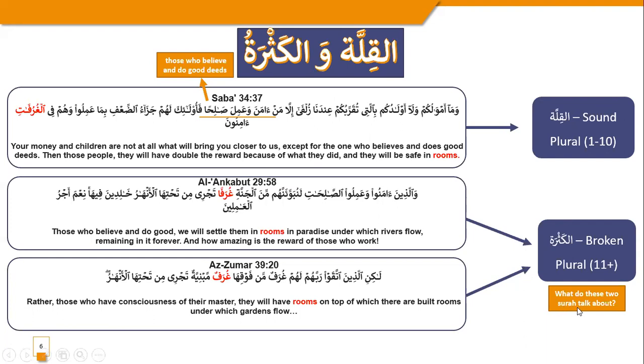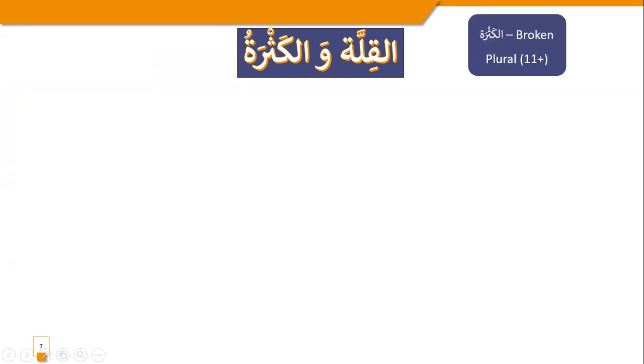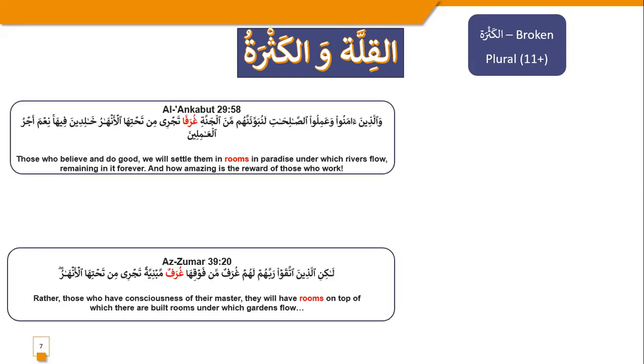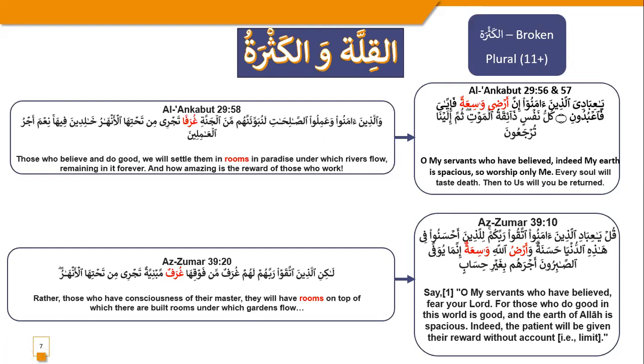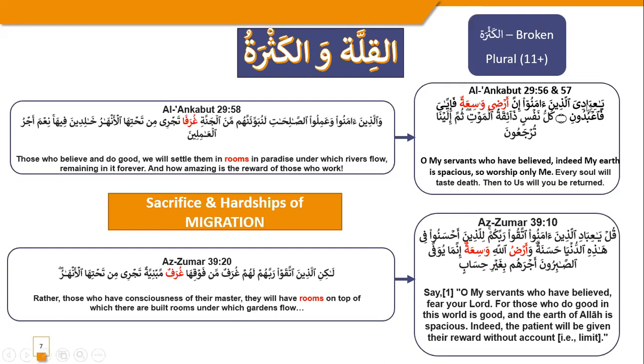But what do these two surahs talk about? Ankabut and Az-Zumar. Let's see. So broken plural, if you remember, is something bigger in number. Over here, if you see the background of both these ayahs, they're basically talking about migration. And look at the translation: O my servants who have believed, indeed my earth is spacious. So basically, Allah is talking about a spacious earth. Why? Because the topic of migration is mentioned over here.